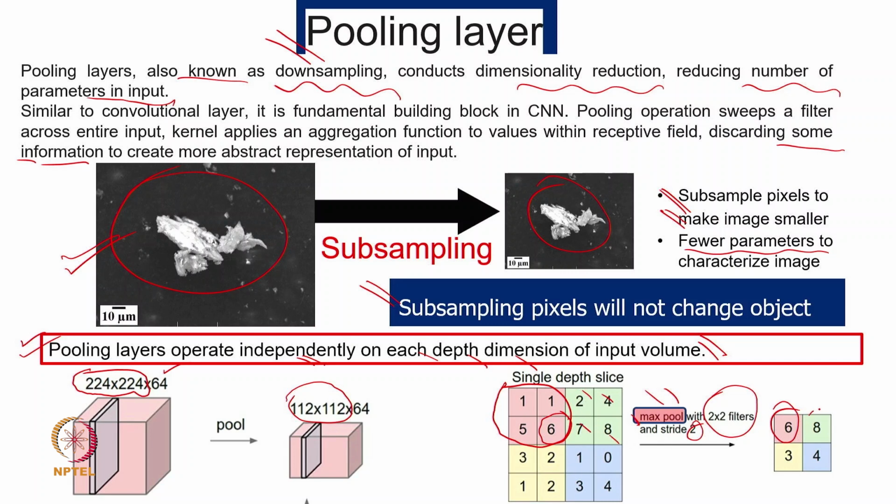What is the max value? The max value is 8, that is stored here. Then comes 3, 2, 1, 2. What is the maximum value? 3, that is stored here. Then 1, 0, 3, 4, and here we store 4. So the information is reduced: instead of a 4 by 4 matrix, now we have a 2 by 2.